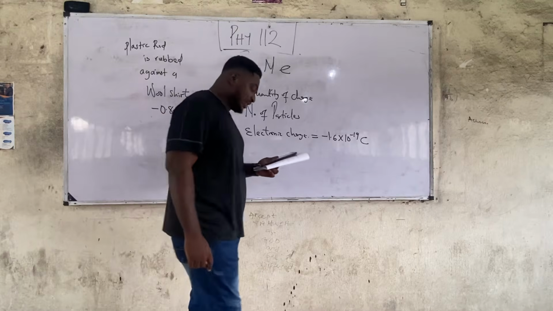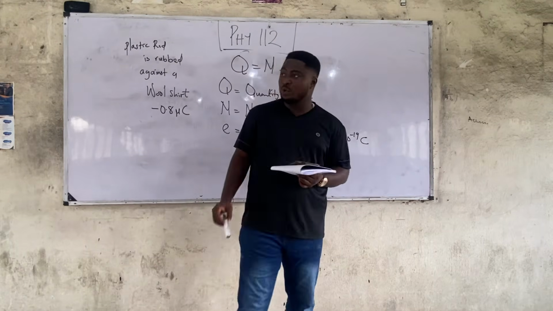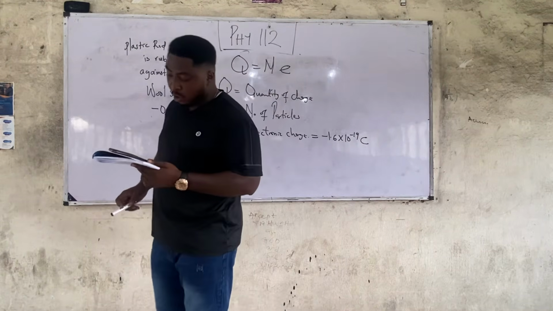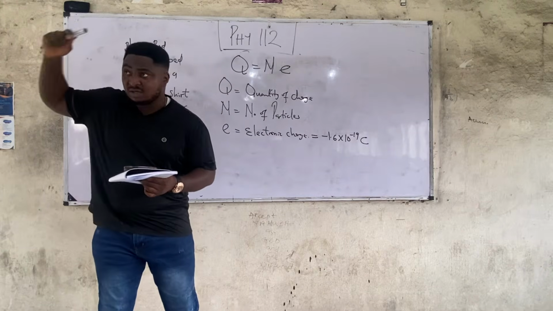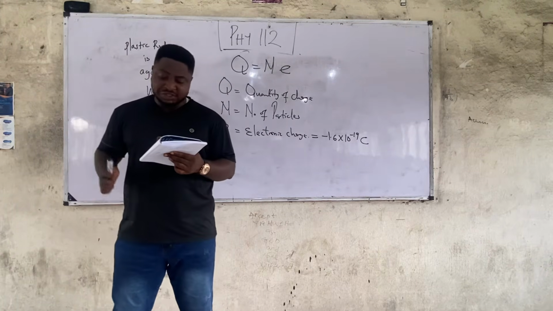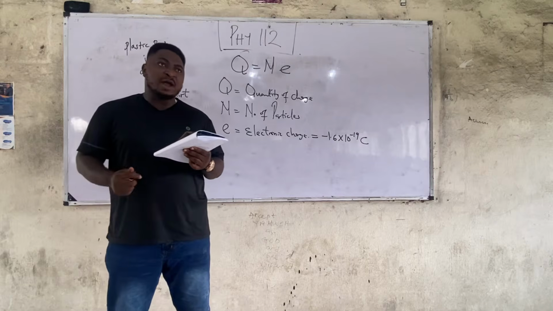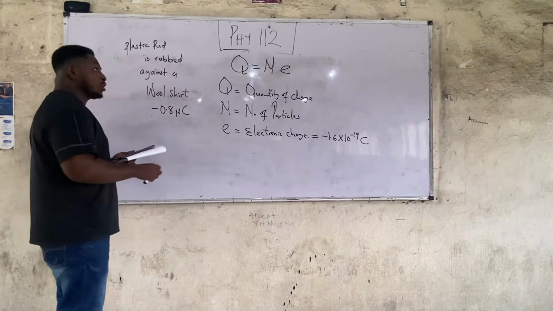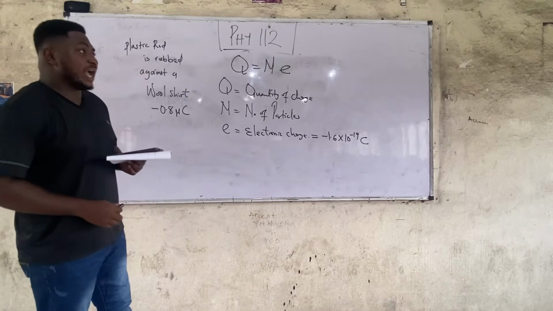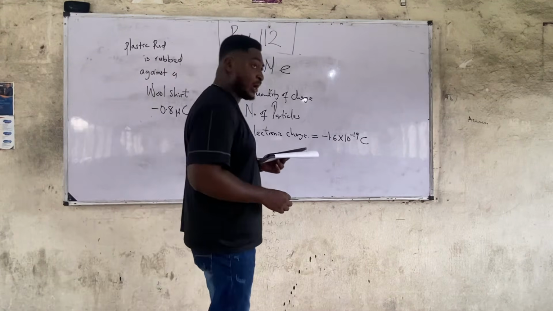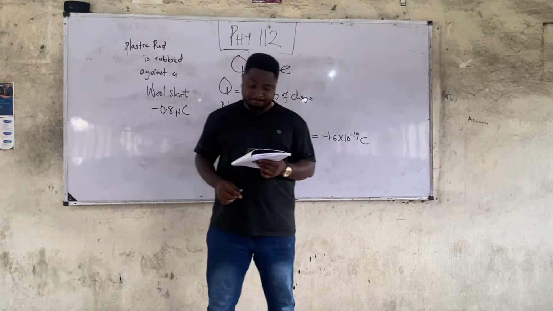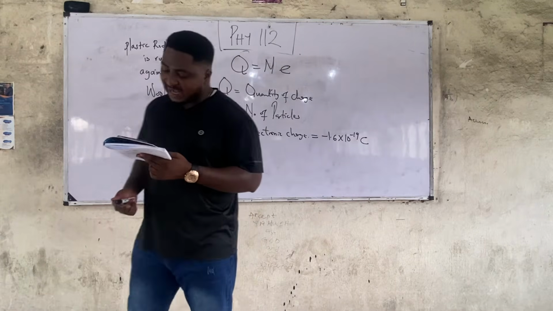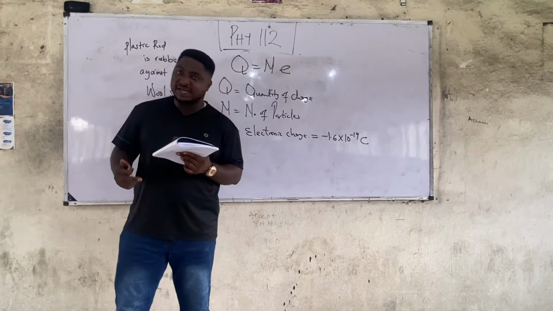Come again. The plastic rod is rubbed against a wool shirt, thereby acquiring a charge of minus 0.8 microcoulomb. How many electrons are transferred from the wool shirt to the plastic?